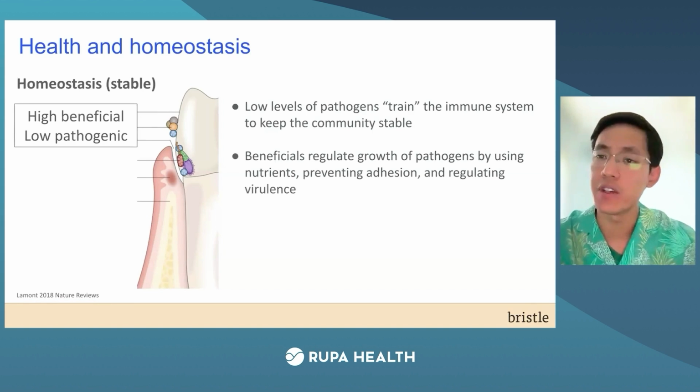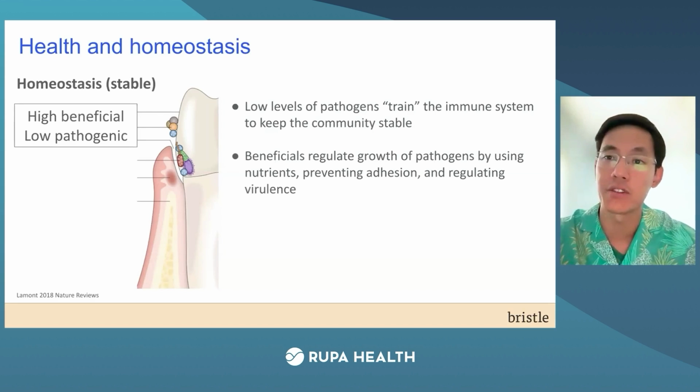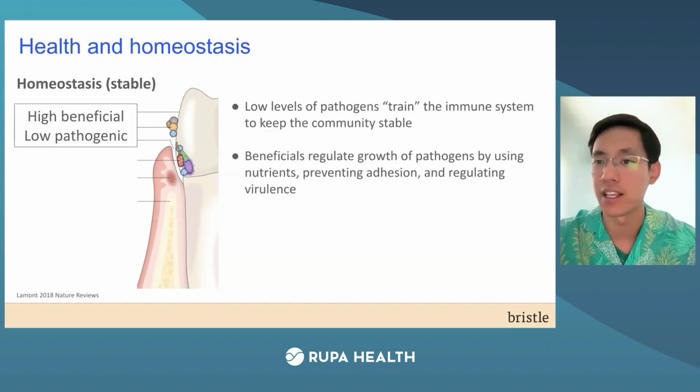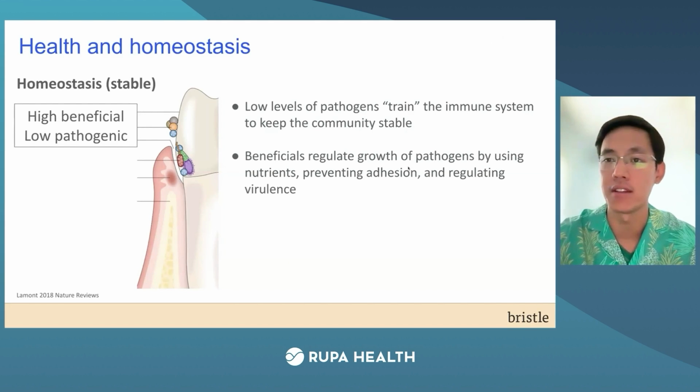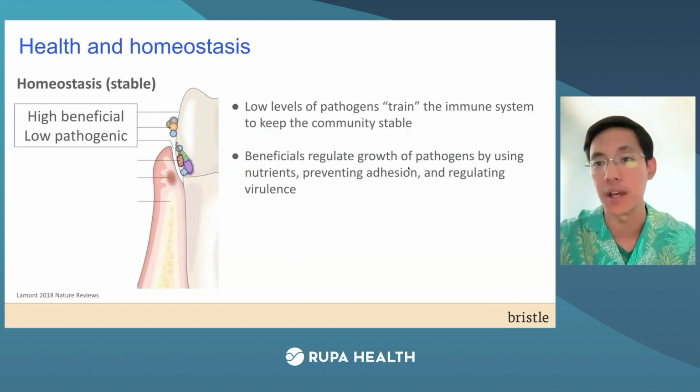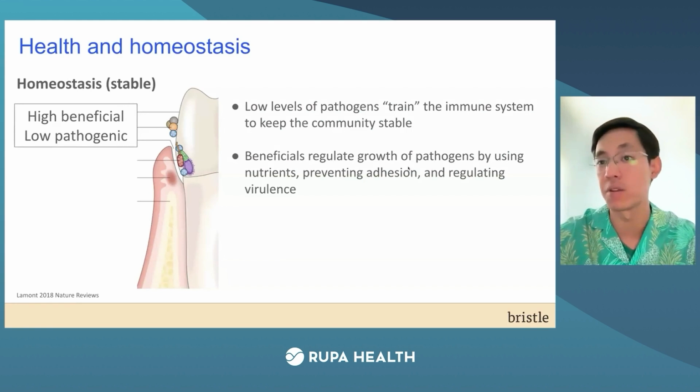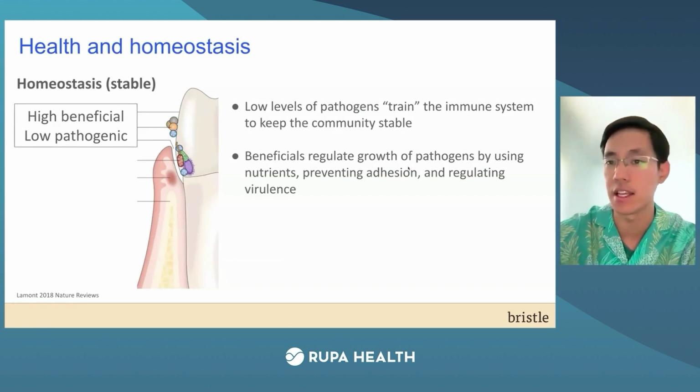And there are these beneficial bacteria that regulate the growth of these pathogens. And they also do certain things, like regulate virulence. They use up the space, they use up nutrients so that the pathogens can't grow so much. And they can interact specifically with certain pathogens to prevent certain types of interactions with your body, such as adhesion.